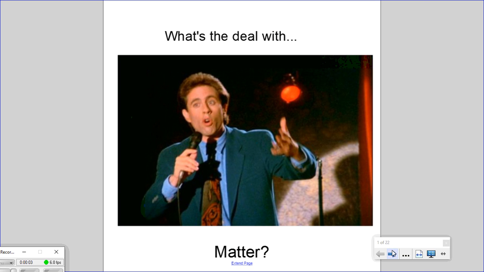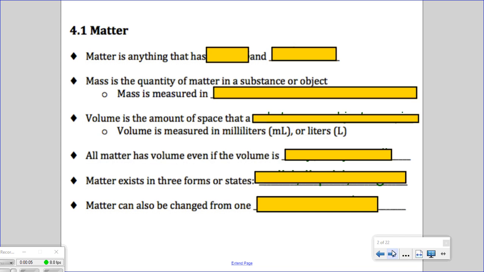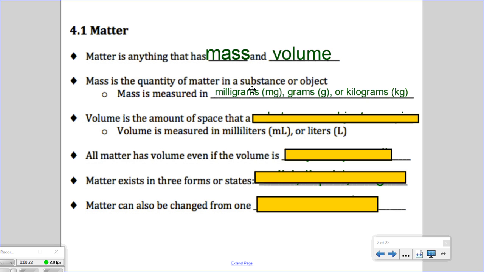In this video, we will talk about properties of matter. So first we'll define what matter is. Matter is anything that has mass and volume. When we talk about mass, this is the quantity of matter in a substance or object. Mass can be measured in milligrams, grams, or kilograms. And note these are all standard international units.